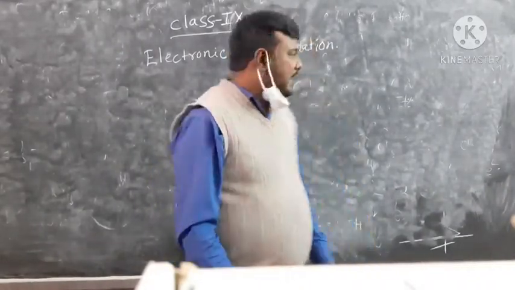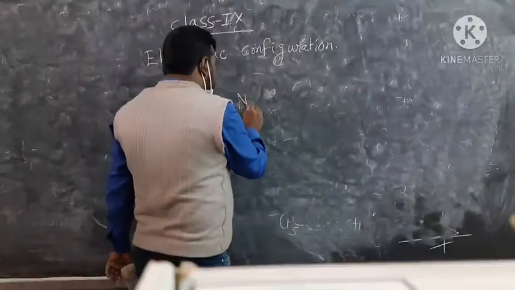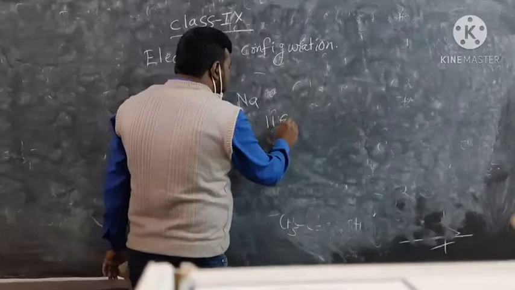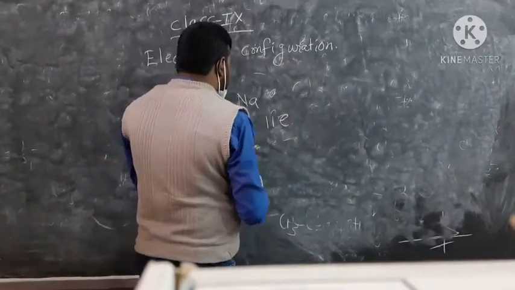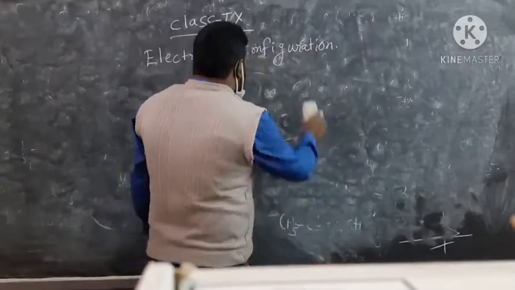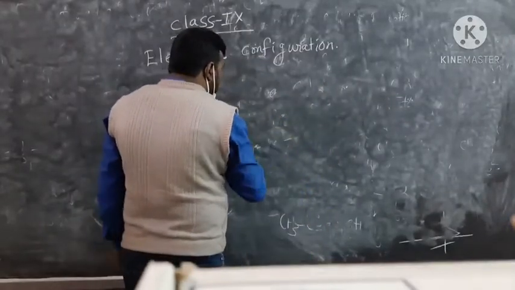Now let us consider sodium, which has the atomic number 11. It means that there are 11 protons, and 11 electrons are also present. So this is the thing that we need to know.